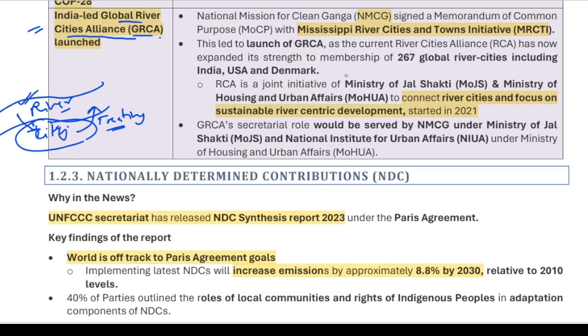So some years back, the Ministry of Jal Shakti and the Ministry of Housing and Urban Affairs launched the River Cities Alliance in India, to connect river cities and focus on sustainable river-centric development. It started in 2021. Now they are taking this to the global platform also, as the Global River Cities Alliance launched by India. Who will operationalize this? The National Mission for Clean Ganga, NMCG.